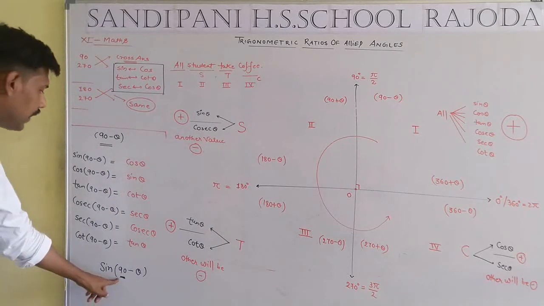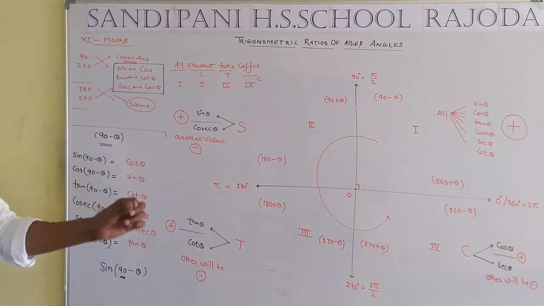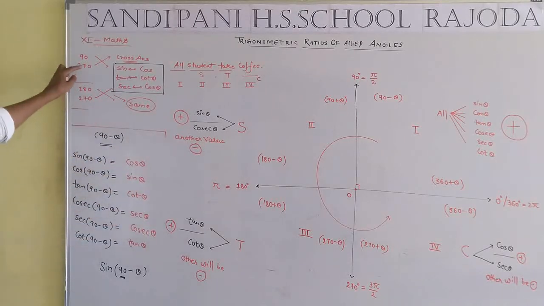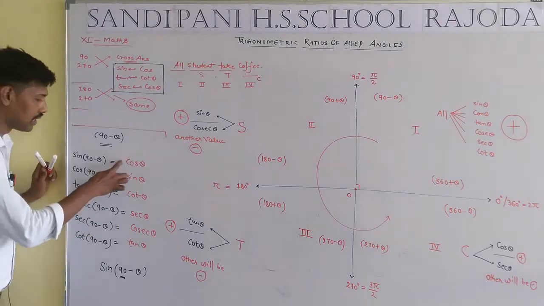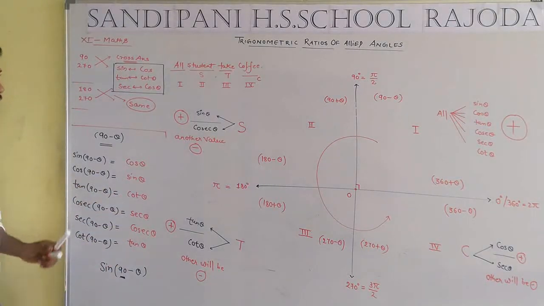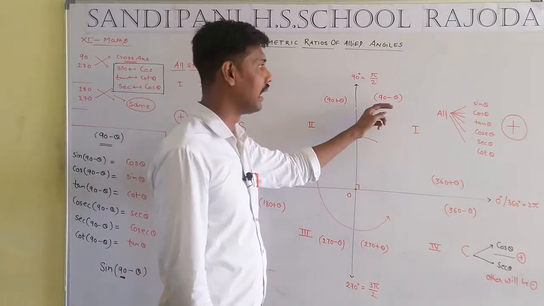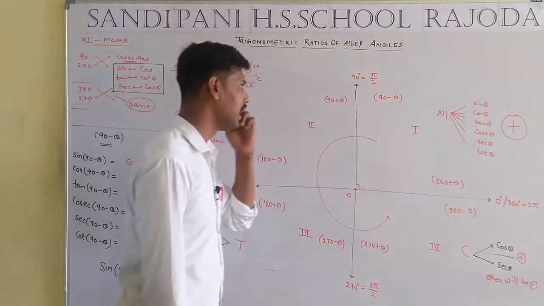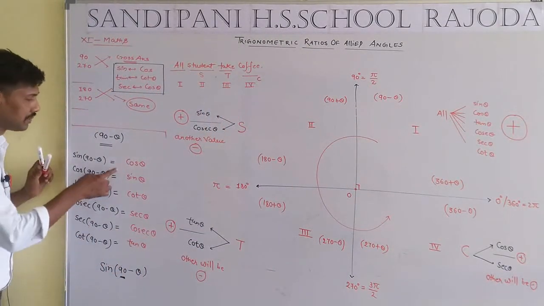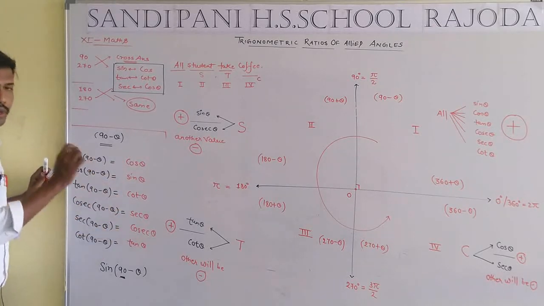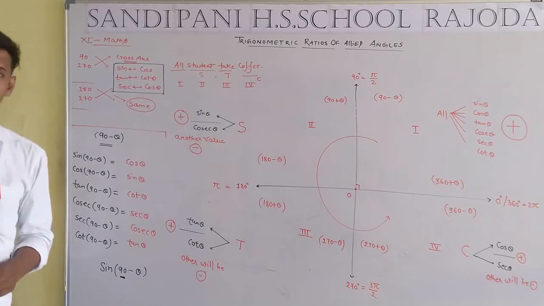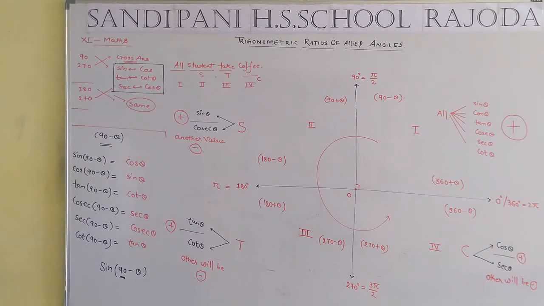In the case of 90 and 270, the answer will be cross, but in the case of 180 and 360, the answer will be the same. Now what about the sign? Where is 90 minus theta? In 90 minus theta, all answers will be positive. That means cos positive, sin positive, cot positive, sec positive, cosec positive and tan positive. I hope you understand the first type, 90 minus theta.